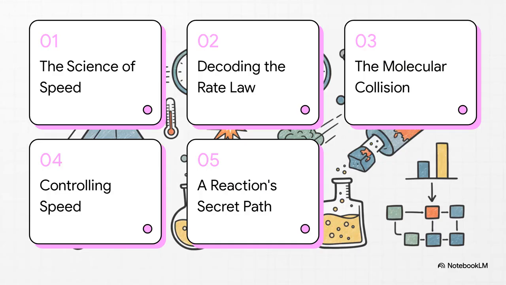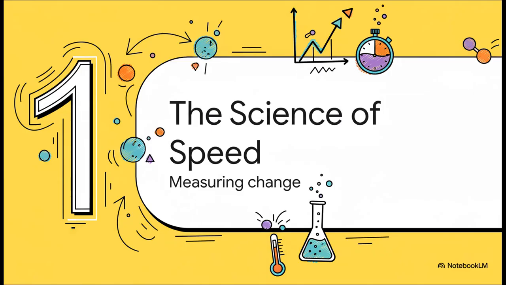So here's our game plan for cracking this mystery. First up, we're going to figure out how you even measure the speed of a reaction. Then, we'll decode what's called the rate law. Think of it as a reaction's secret recipe for speed. After that, we'll zoom way in to see the molecular collisions that make it all happen, learn how we can actually control that speed, and finally uncover a reaction's hidden pathway. Okay, let's jump into part one, the science of speed.